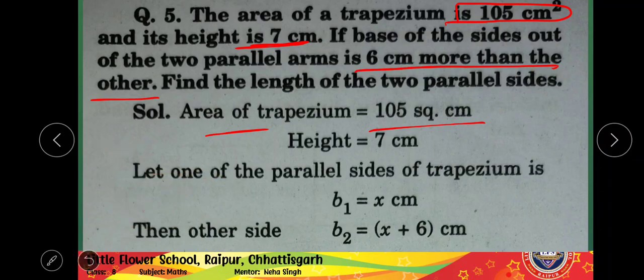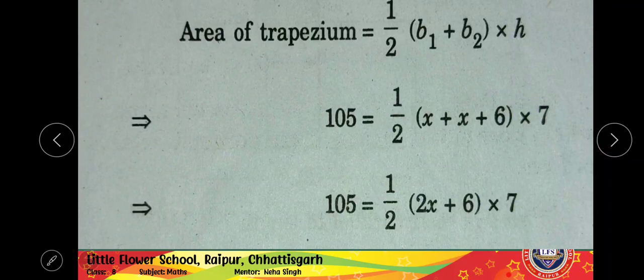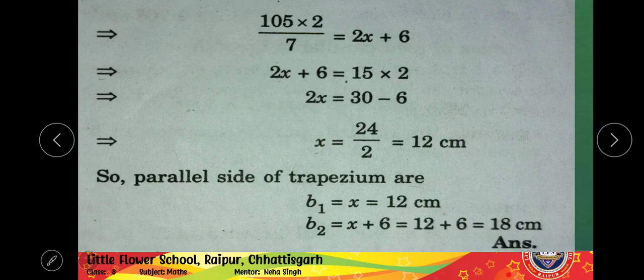Now we know all the sides, we know the area as well and height also, so we can put it in the formula. Area of trapezium is half b1 plus b2 into height, right? Area of trapezium was given 105 equals half, b1 we have taken as x, b2 is 6 centimeter more, that is x plus 6, into 7. Now 105 equals 1 by 2, x plus x is 2x plus 6, into 7, right? So now this 2 will be multiplied with 105, cross multiplication we are doing, right? 105 into 2 upon 7 equals 2x plus 6.